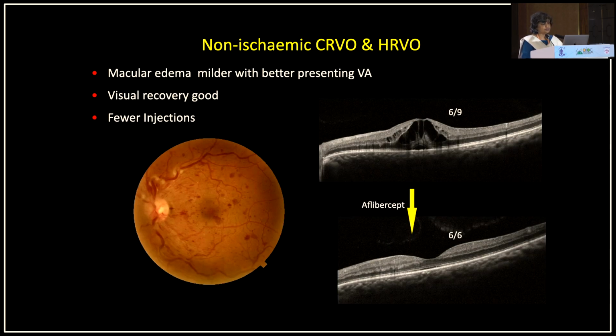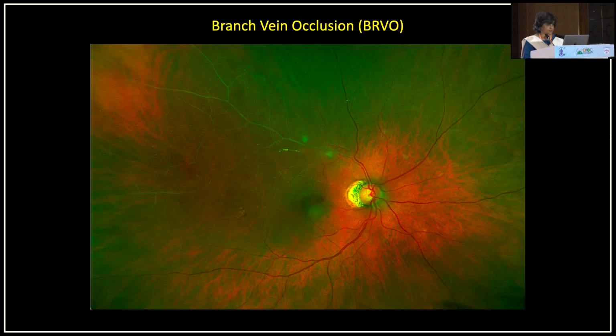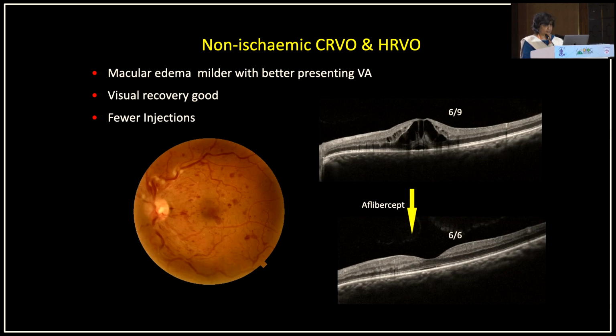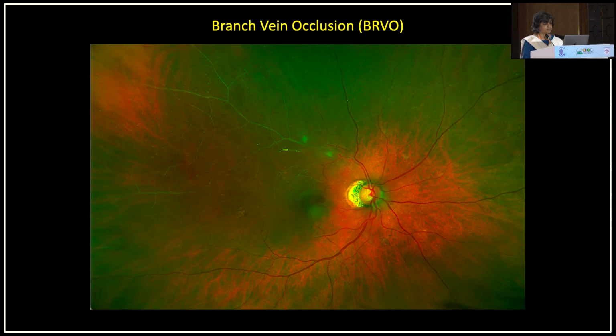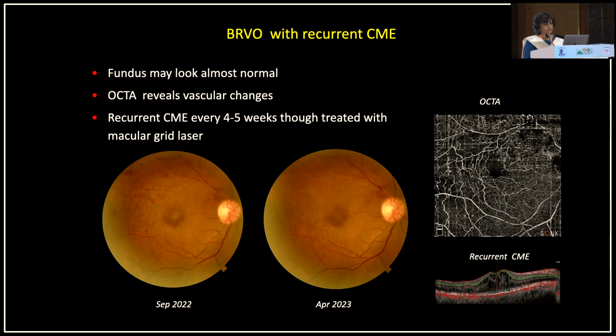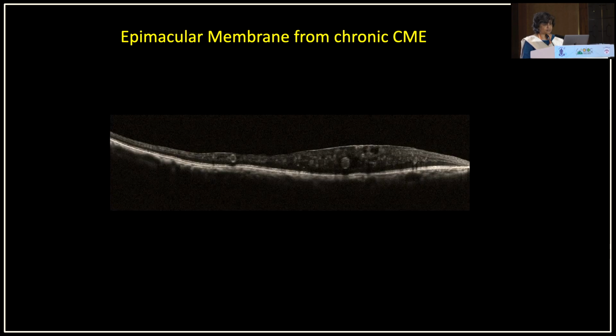So every case of CRVO and HRVO has to be counseled about reporting early symptoms of pain, redness, IOP rise. Non-ischemics have a better visual prognosis, respond with better visual acuity and fewer injections. In branch vein occlusion, the fundus can rapidly start looking normal, but there would be recurrent CME. The way to make a diagnosis might be looking at collaterals or the OCT angio, which shows capillary non-perfusion in the superficial and deep capillary plexus.